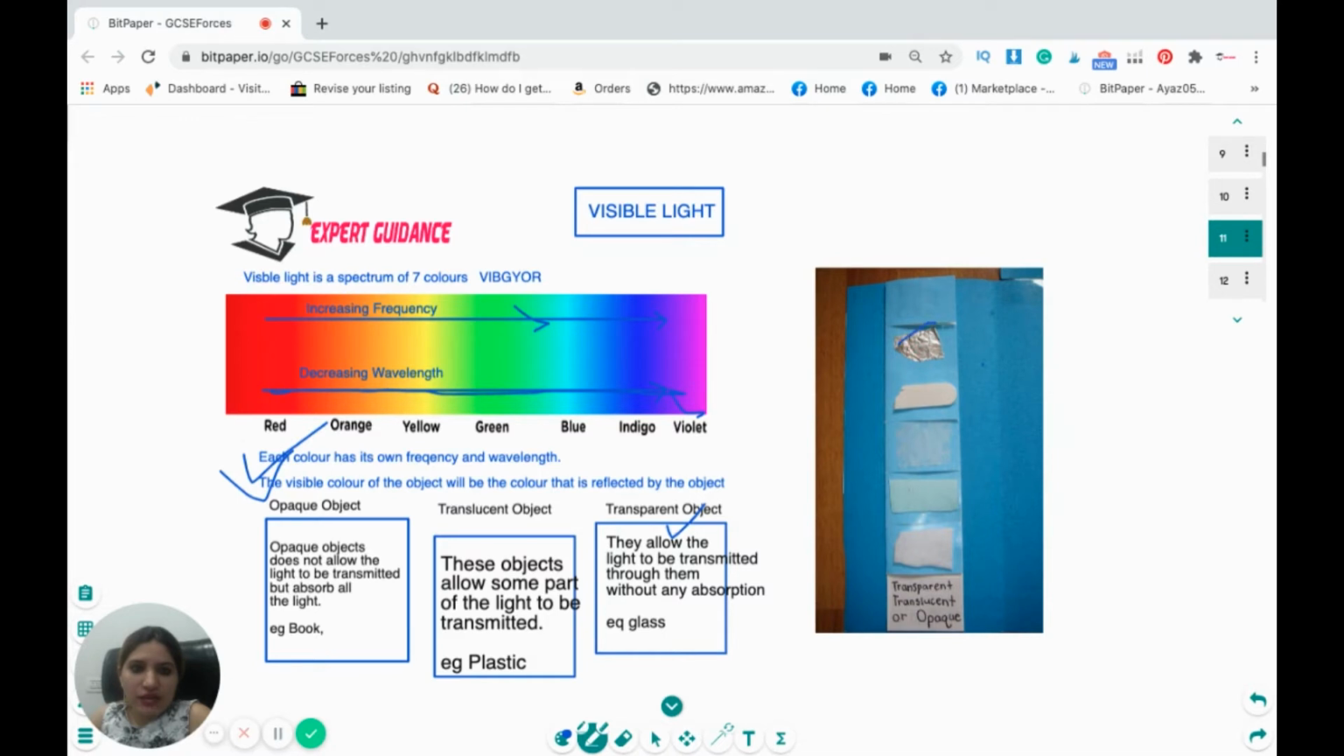So you can see here, this looks like an opaque object. This looks like a little translucent object. An opaque object does not allow light to be transmitted, but absorbs all the light. For example, a book. If you keep a book in front of you, you cannot see what is behind the book. Translucent objects are like plastic. These objects allow some part of the light to be transmitted. So behind the plastic, you see some hazy things. Whereas transparent objects allow the light to be transmitted through them without any absorption, and you can easily see the things behind the object. For example, glass.